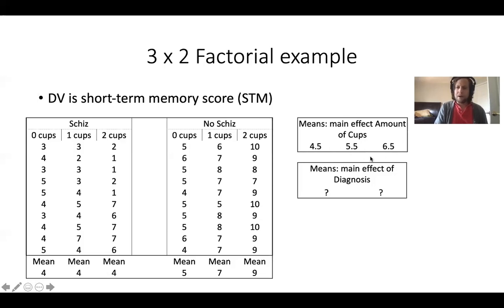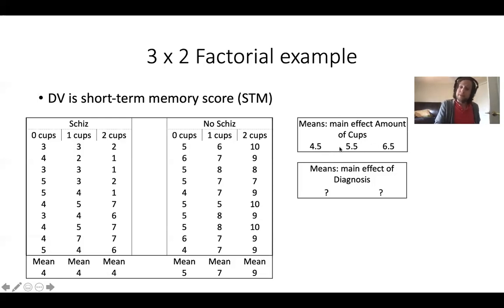Can someone tell me why there are 3 means that are compared? In the previous bank robbery example, each main effect only compared 2 means. But in this example, the main effect of amount of cups of coffee has 3 means being compared. Why does this main effect have 3 means instead of just 2? There are 3 levels: 0 cups, 1 cup, and 2 cups. Yes, there are 3 levels to the factor amount of cups of coffee.